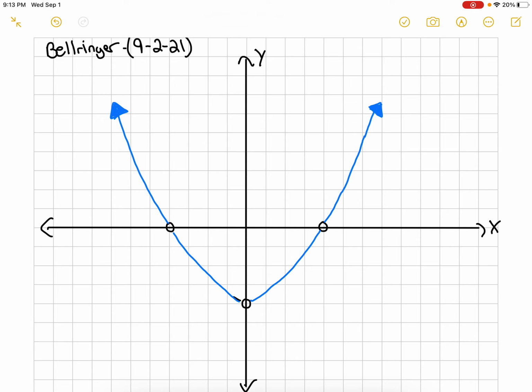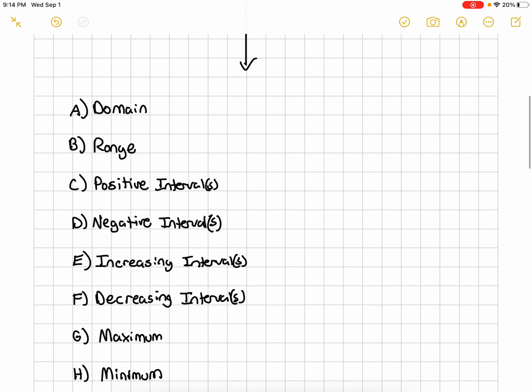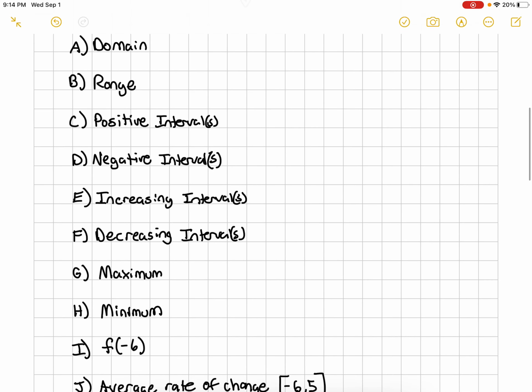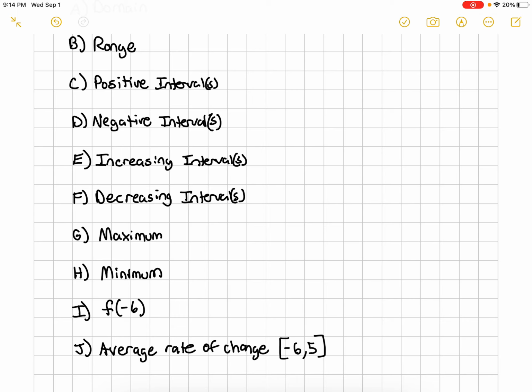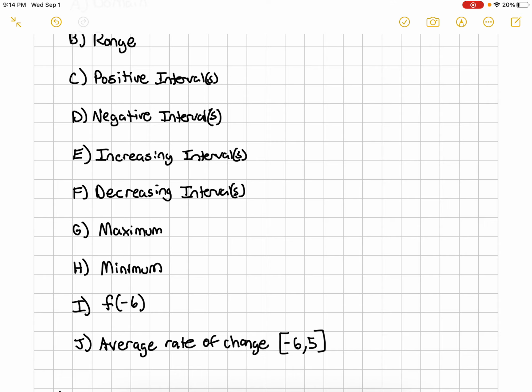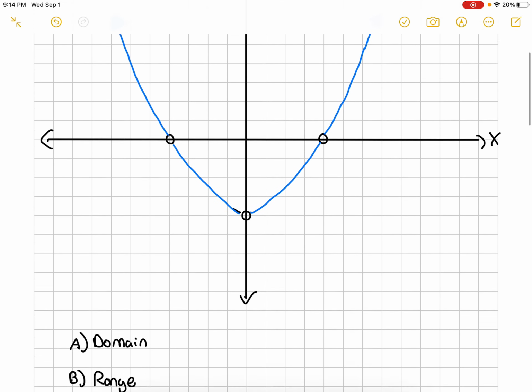Okay, so once you get this graph copied, we're going to answer these 10 questions. We're going to find the domain, the range, positive intervals or interval, negative intervals or interval, increasing intervals, decreasing intervals, maximum, minimum, and then we're going to find f of -6, and then we'll find the average rate of change or the average slope on the interval -6 to 5. Okay, so if you want to try these on your own before I work them out, you can. See if you get them right.